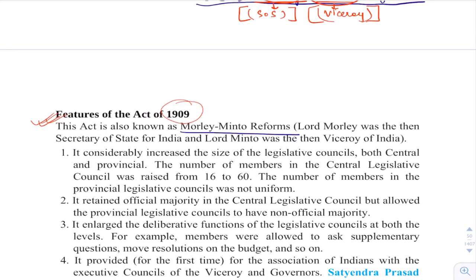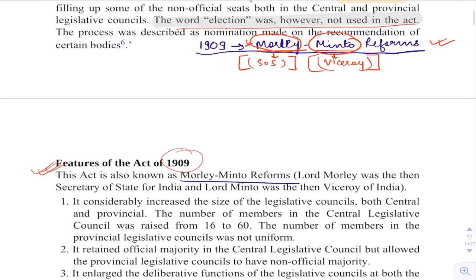It considerably increased the size of the legislative councils, both the central and the provincial. So the first feature, we will write the first feature here.